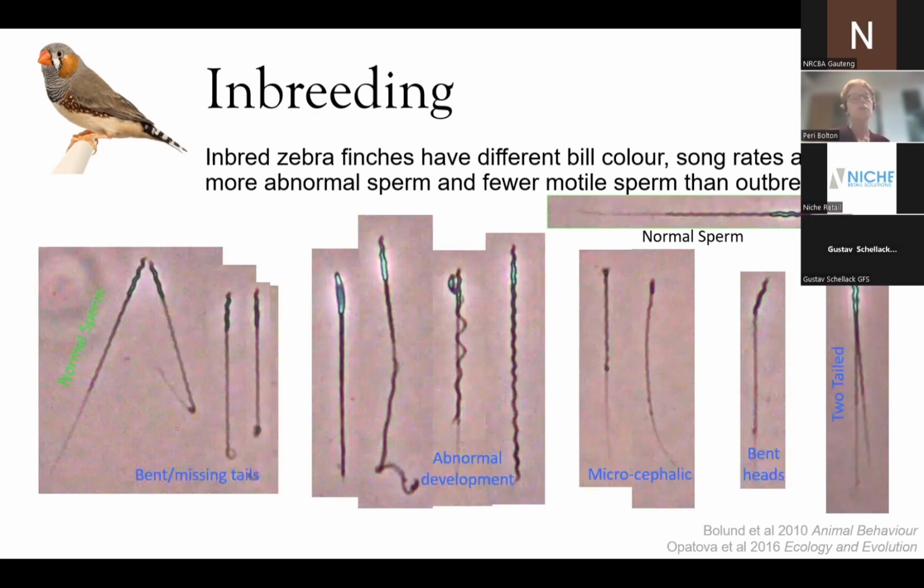The other thing that happens in domestication is inbreeding. For example, inbred zebra finches have a different bill color, different song rates, more abnormal sperm and fewer motile sperm than outbreeding birds. This is just one example. Sometimes we want inbreeding, to bring out certain colors and things like that, but there are unintended consequences of this.